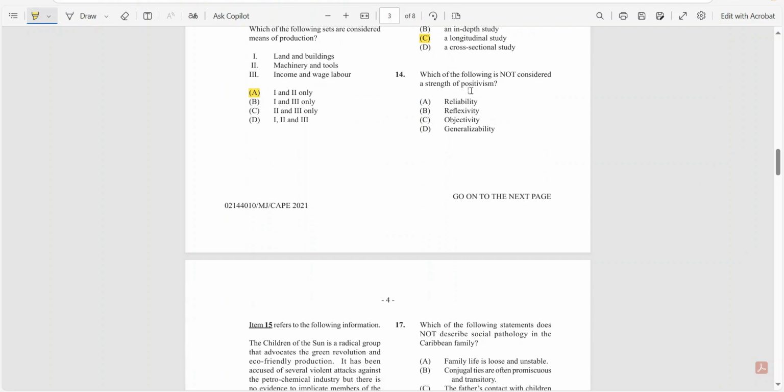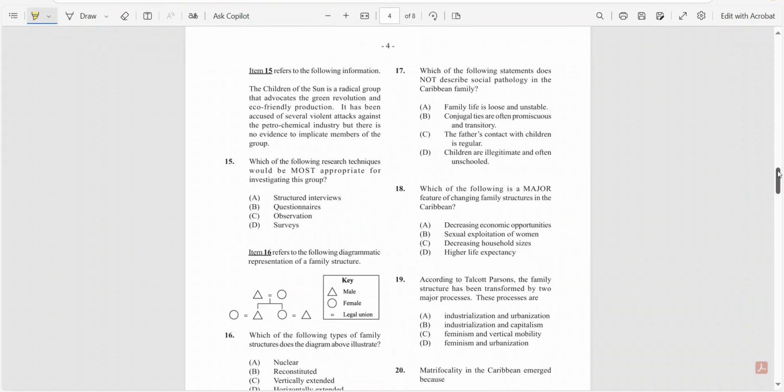When you conduct research using positivism, it should be reliable, it should be objective, and it should be generalizable. So therefore the answer is reflexive. If your research is reflexive, then it will include biases.